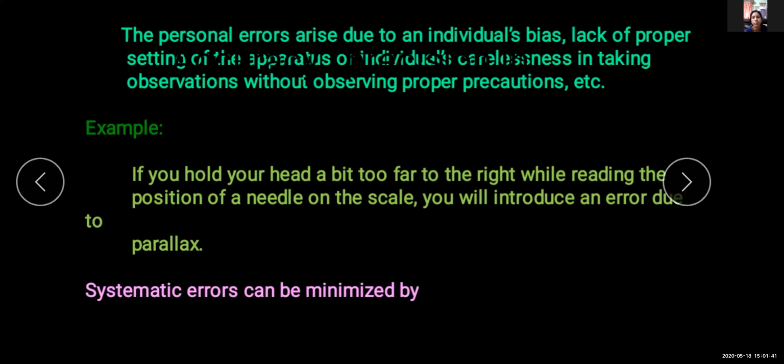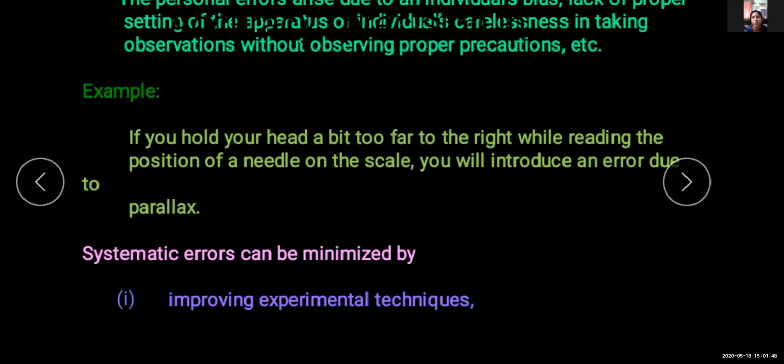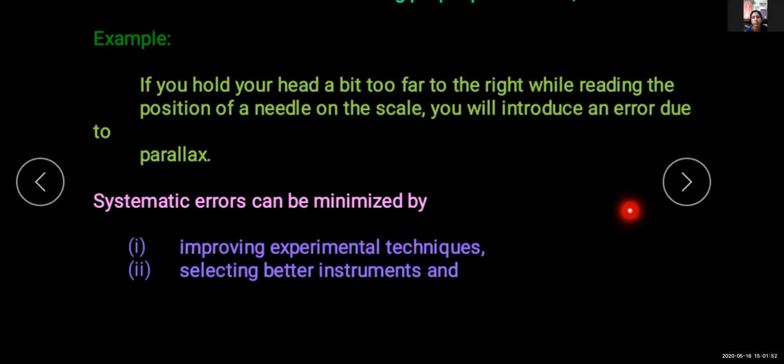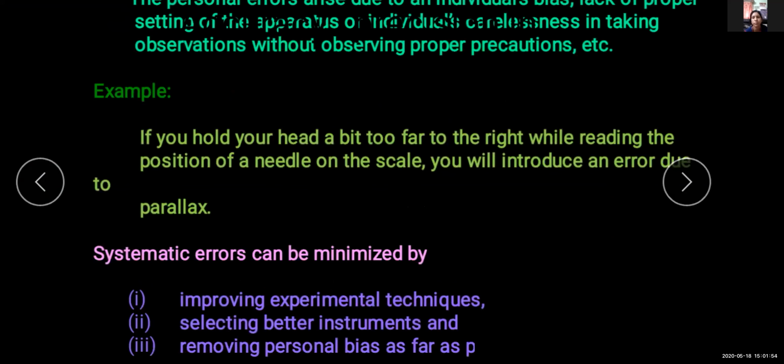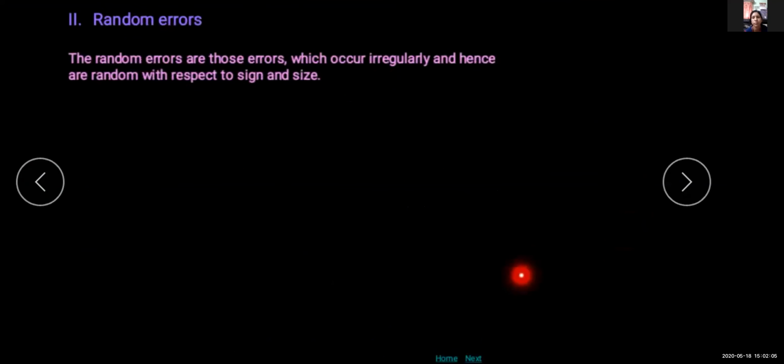Systematic error can be minimized. How to minimize systematic error? It can be minimized by improving experimental technique, selecting better instruments, and removing personal bias as far as possible. Clear?